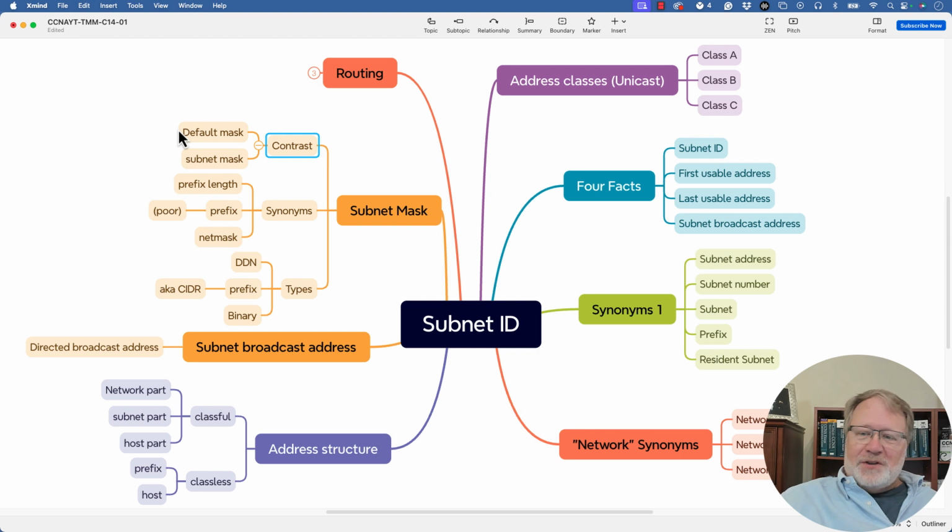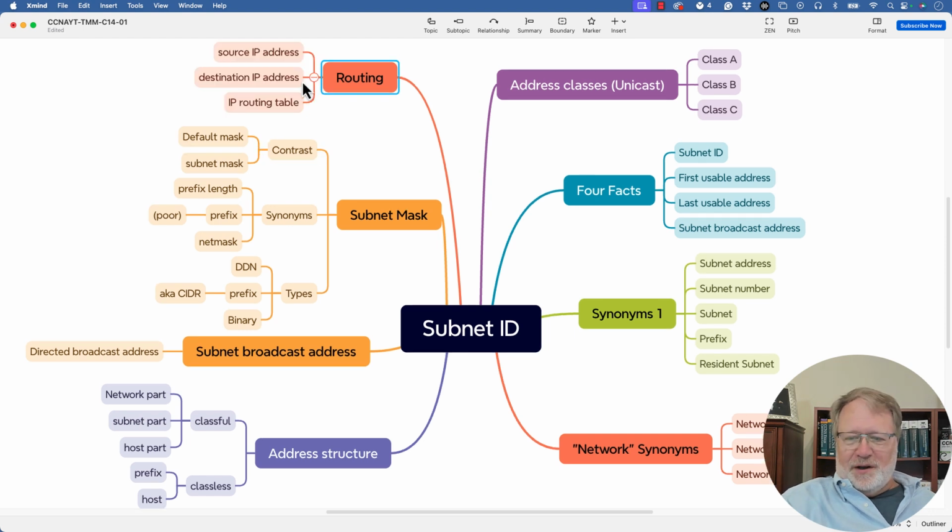And then finally, we actually talked about a few routing concepts along the way here, where we use IP addresses as the source and destination IP address in a packet and the IP routing table. So since I had those terms in the video, I added them here. Large mind map. Feel free to update yours, but again, you don't have to update yours to match this. It's about organizing the ideas for what makes sense to you and what's in your memory right now.